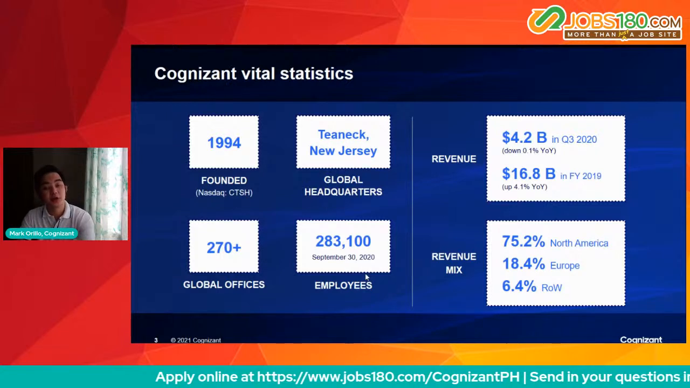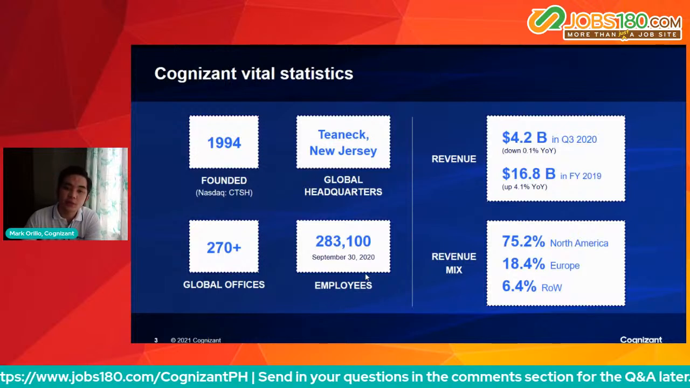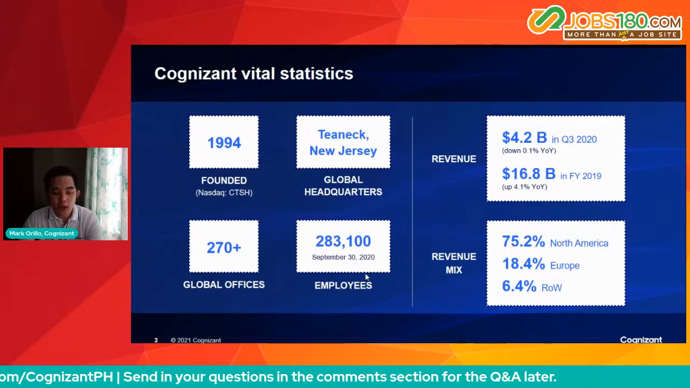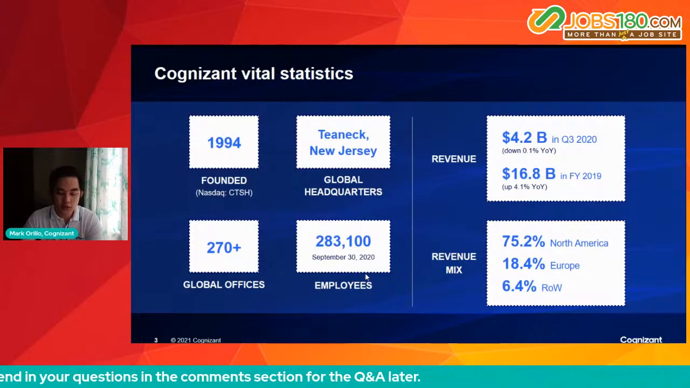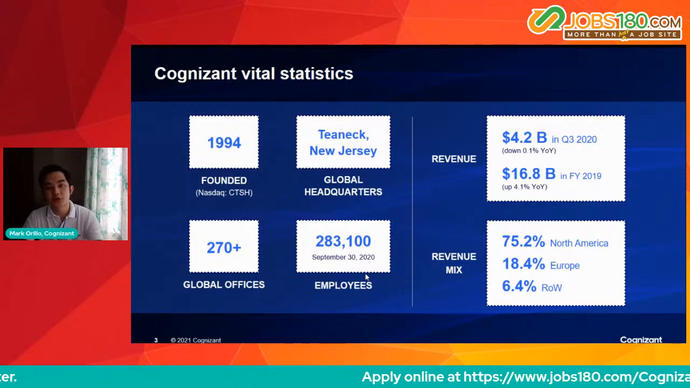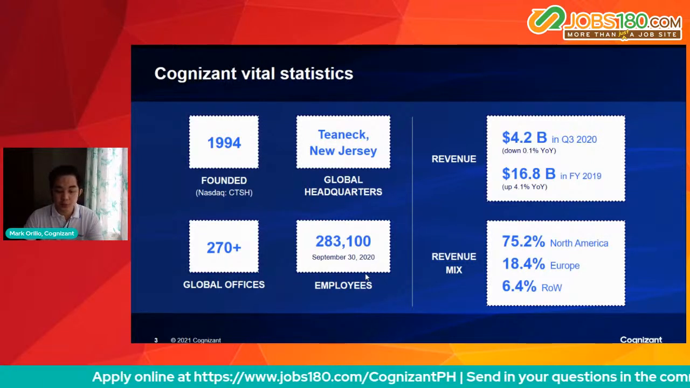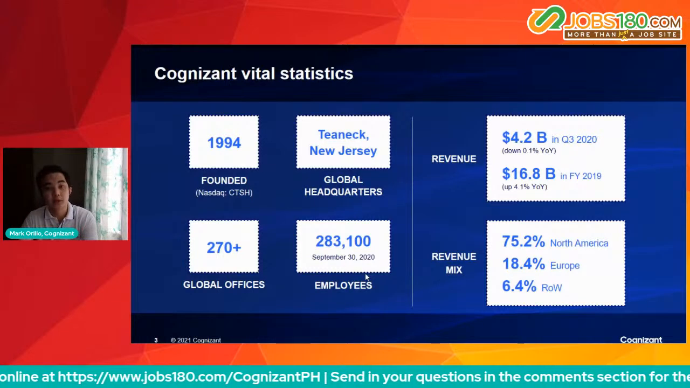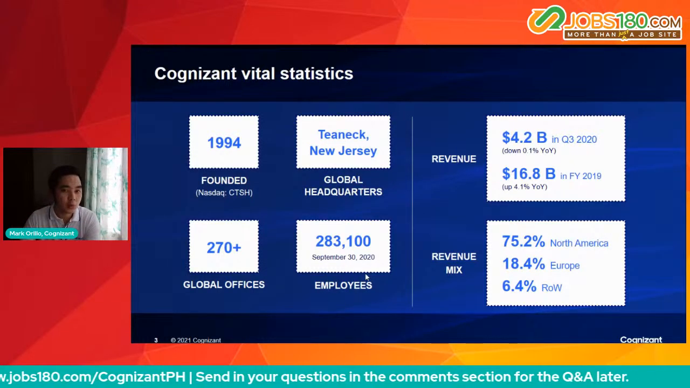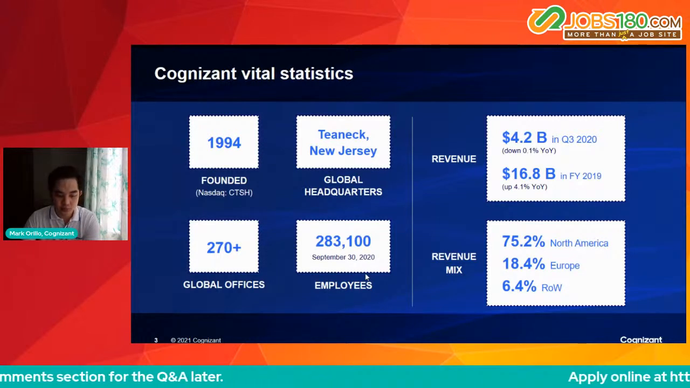We have 283,000 employees. Cognizant is a leading provider of information technology, business consulting, and business process outsourcing. In terms of BPS, or business process services, we have a big global footprint. And when we say big, we have delivery centers that support all operations across the region. For now, we have 270-plus global offices.